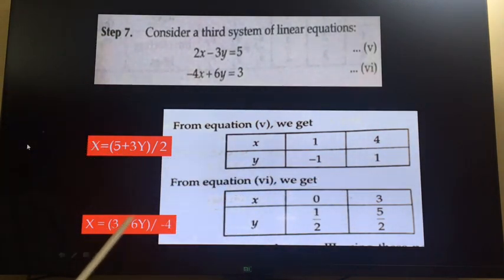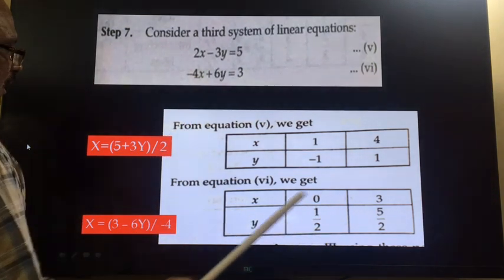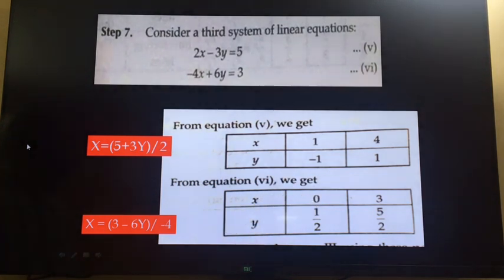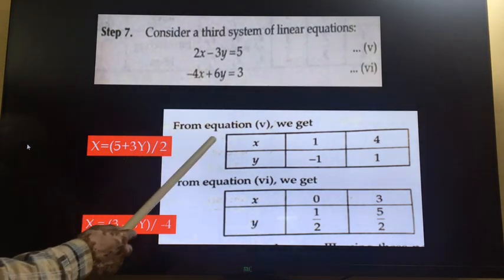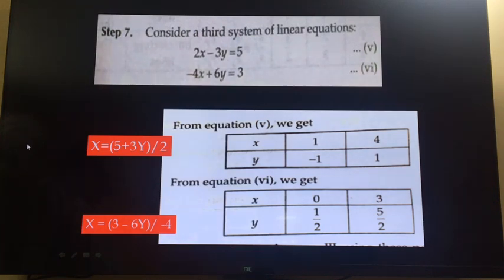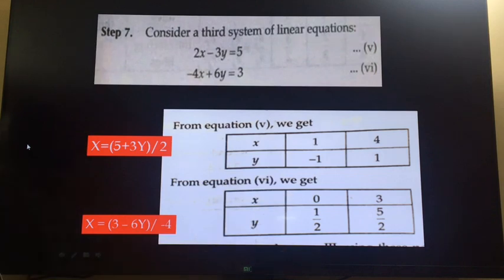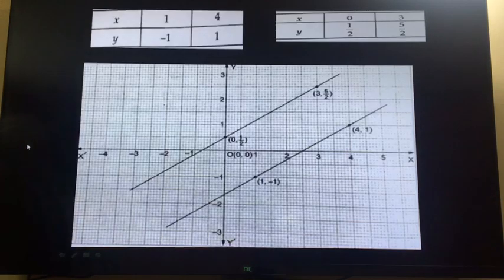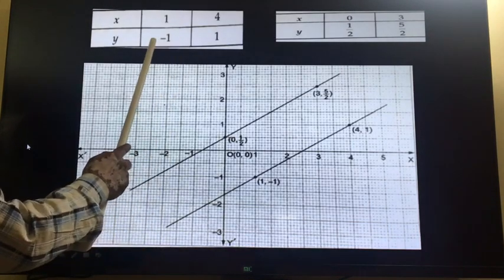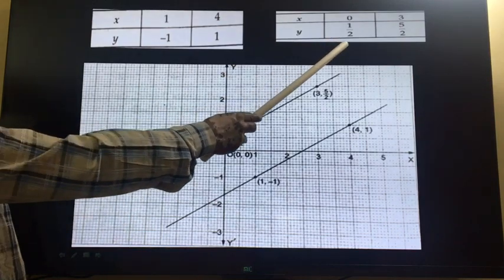Now similarly from the second equation, here you will put the value of y and you will get the value of x, or you can find the value of y after transferring the term x. So here you will get two tables after simplifying, and after this you will plot the graph. So this is the table for the first equation, this is the table for the second equation.